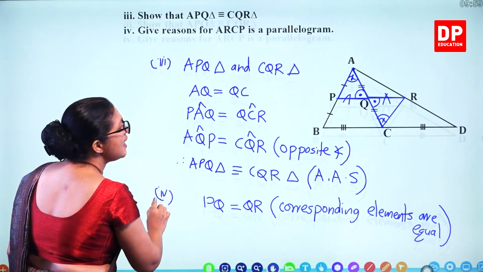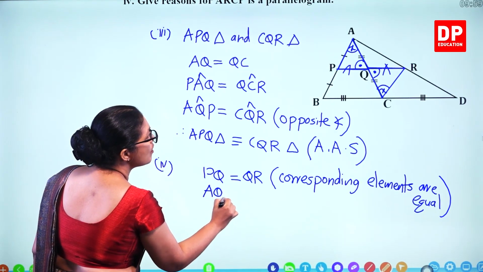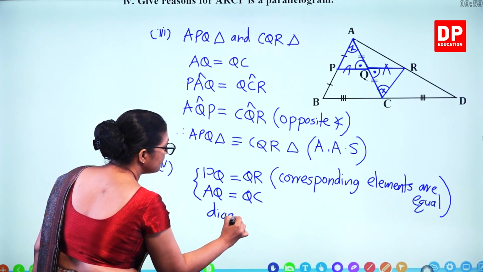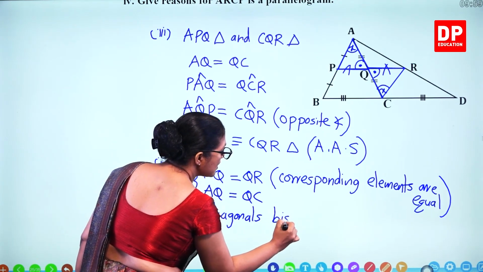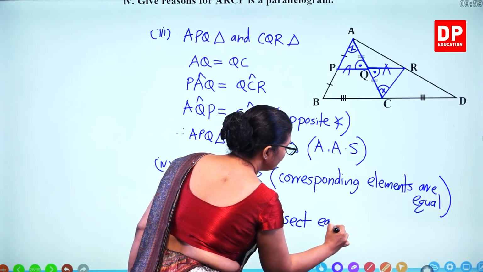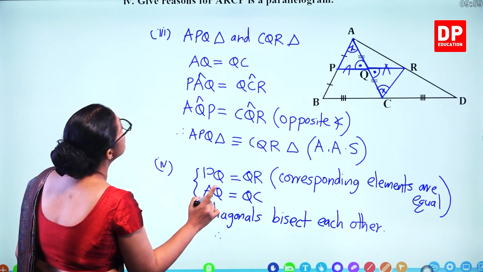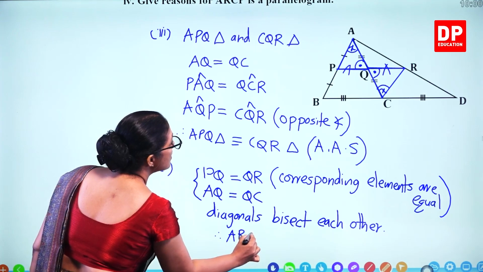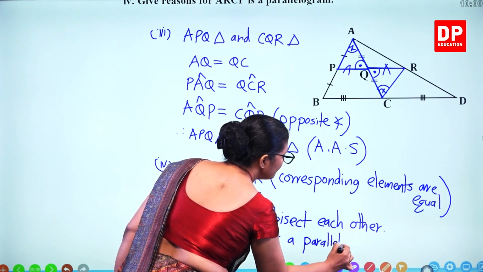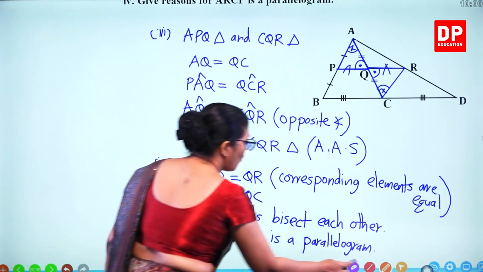So you can say AQ is equal to QC. So these are diagonals that bisect each other. Therefore, it's a parallelogram. ARCP is a parallelogram. So that's the fourth part.